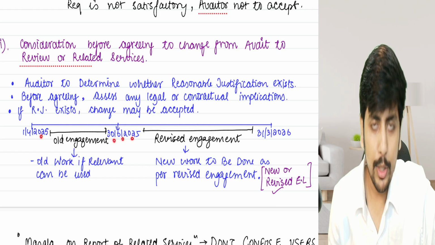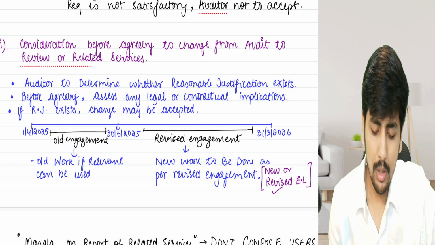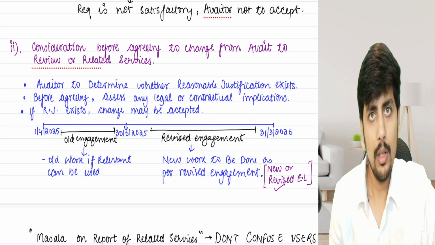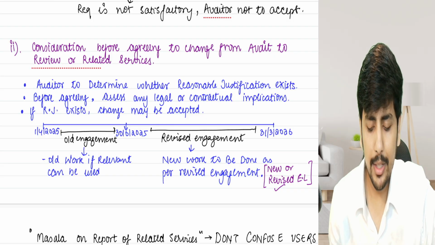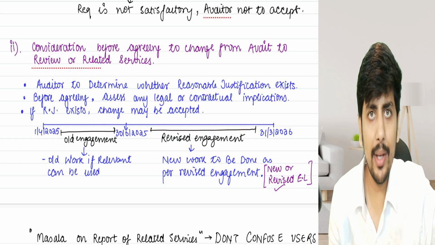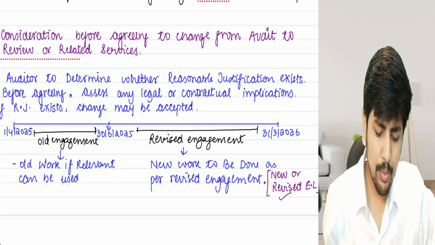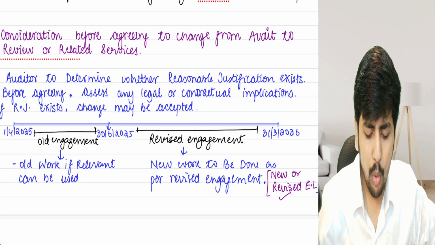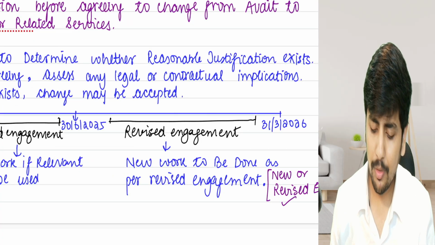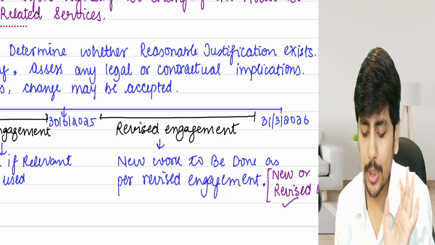Okay sir. Now let's focus on this example. 1/4/2025 to 30/6/2025. This was the old engagement, and the old engagement was relating to audit. After 30/6/2025, management requested and the auditor accepted, and new work needs to be done as per the revised engagement of review or related services. So what will the auditor consider? Whether the old work is relevant. If the old work is relevant, he can use that work. But for the new work, he will be doing as per the revised engagement.